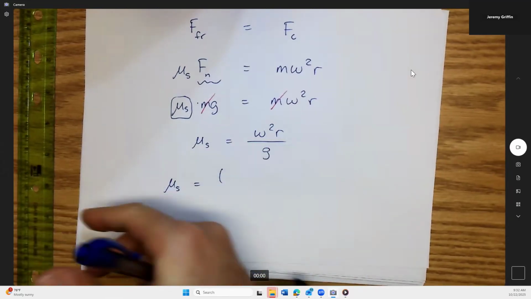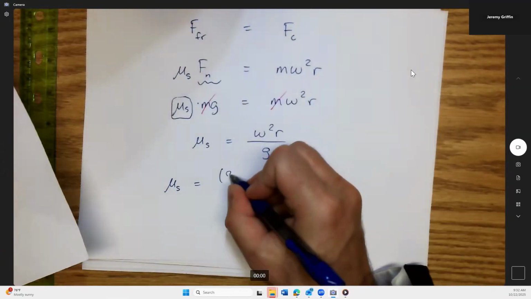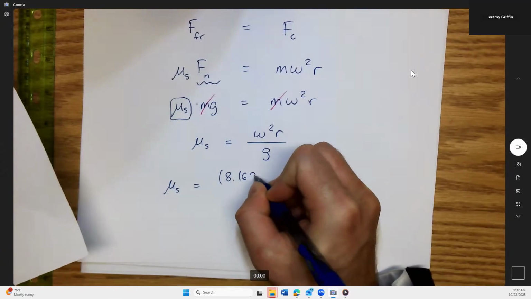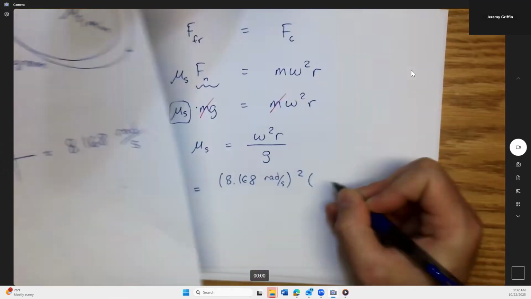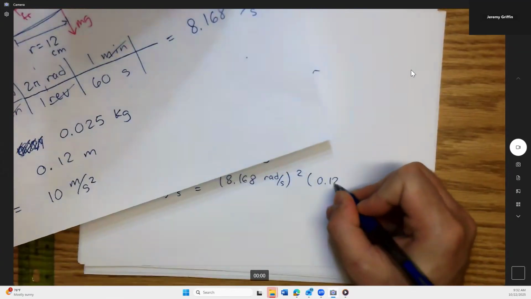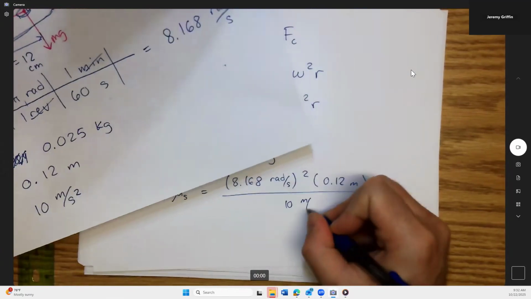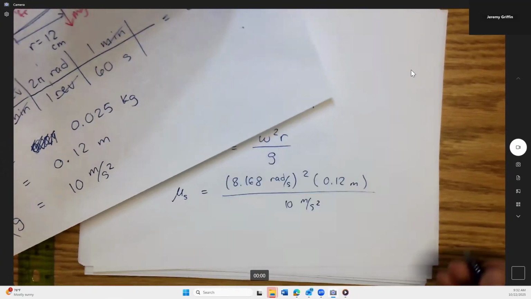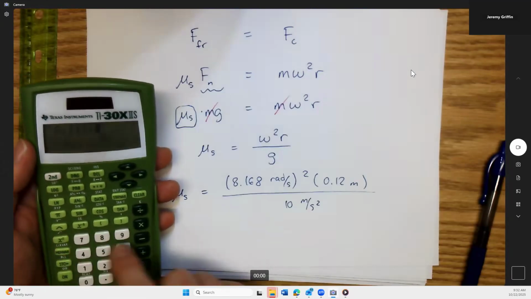We have all the base SI values of the numbers right here. So let's go 8.168 radians per second. I'm going to square that. Multiply by a radius of 0.12 meters. Then divide by the gravity field.